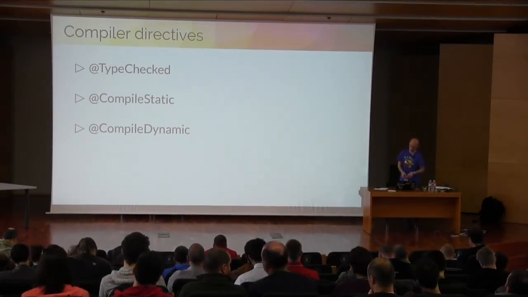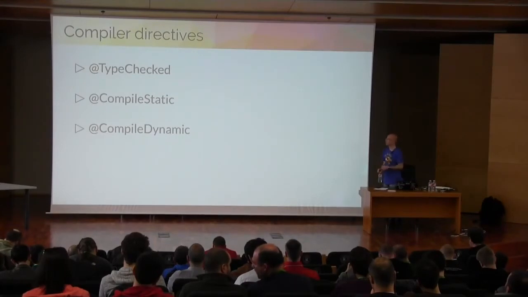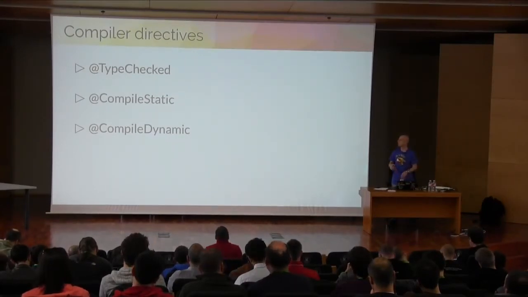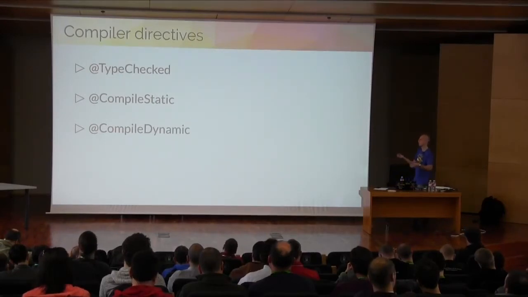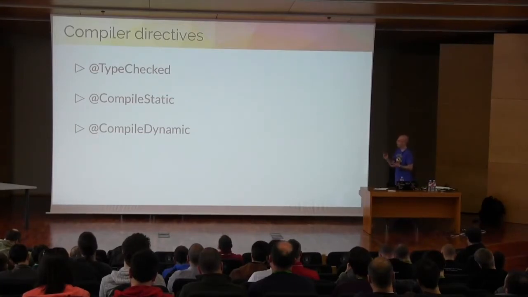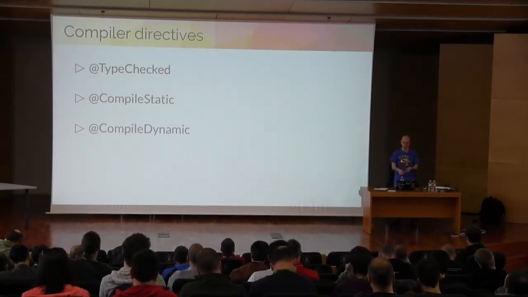Then we have @CompileStatic, which will enable the static compilation of the code. The generated bytecode will be pretty much the same as if it were generated from the equivalent Java program. And by annotating our code with @CompileStatic, we have type safety, we are immune to monkey patching, and we have some performance improvements in some cases.